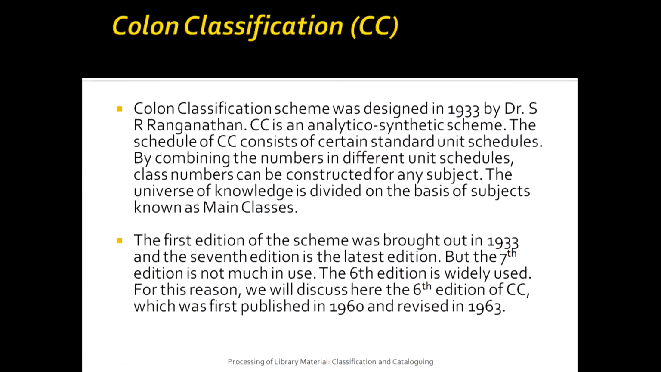The first edition of the scheme was brought out in 1933 as already mentioned, and the 7th edition is the latest edition. But the 7th edition is not much in use. So, it is the 6th revised edition that is widely used. For this reason, we will discuss here about the 6th edition of colon classification, which was first published in 1960 and revised in 1963.